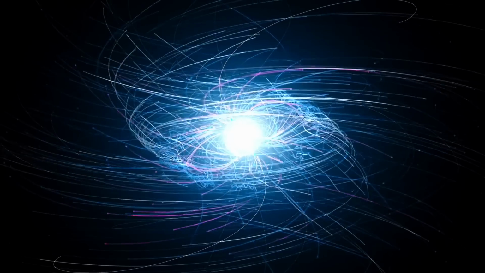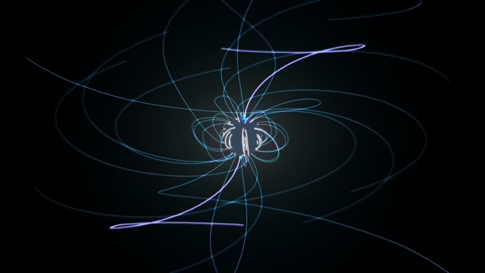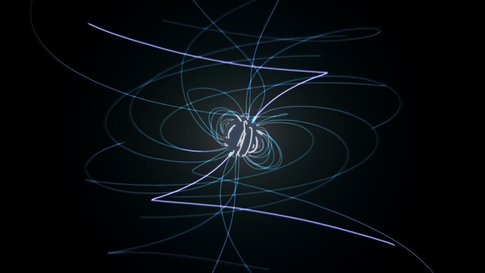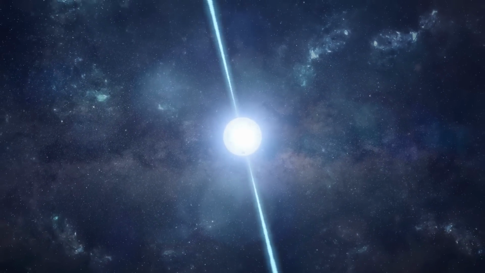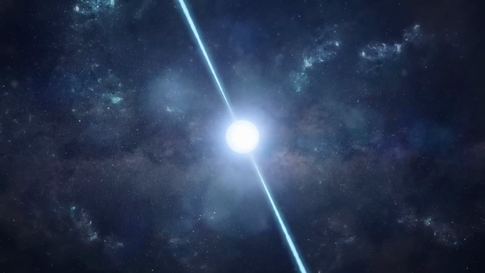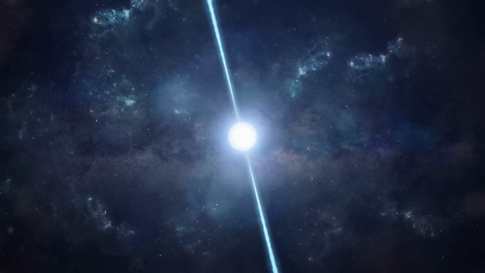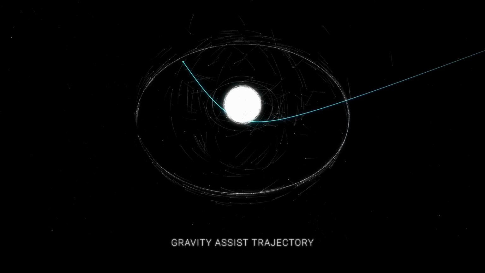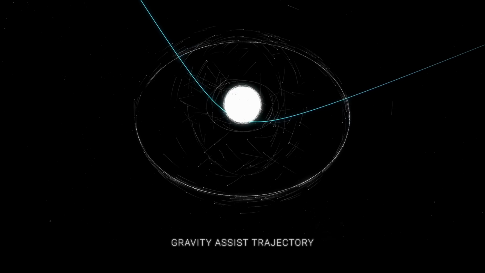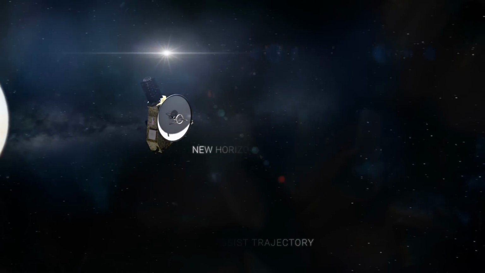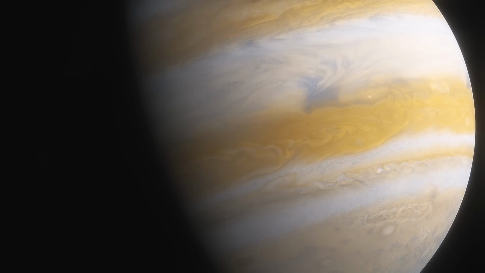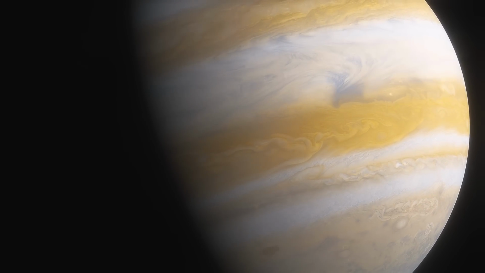As the pulsar rotates, it sends out the beam of radiation that shoots through space, creating a so-called pulse. Pulsars are incredibly reliable and predictable, making them ideal candidates for deep space navigation. For example, the technology of gravity assist trajectory used on the New Horizons spacecraft mission to Pluto relied on Jupiter's gravitational forces to guide the spacecraft to its target.